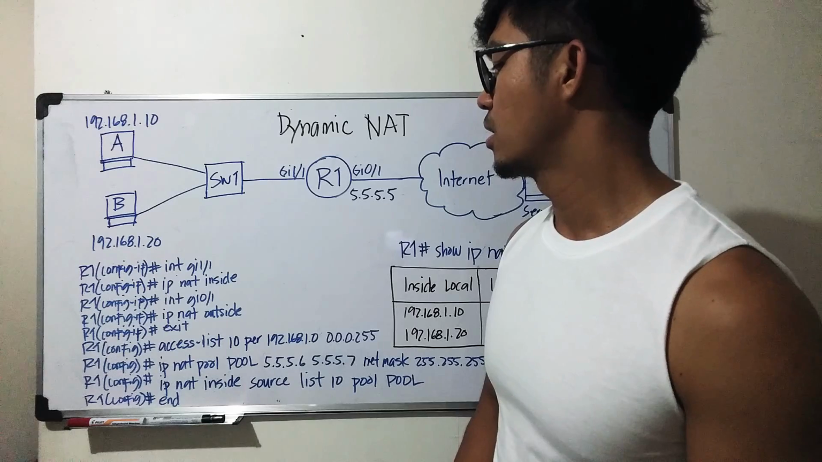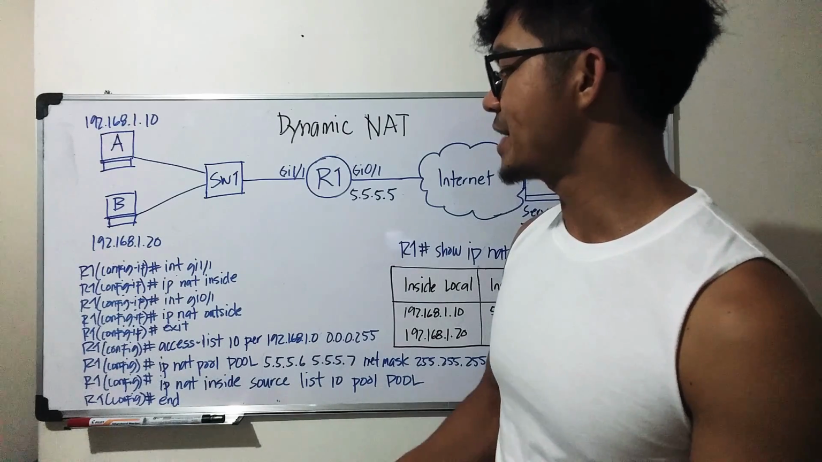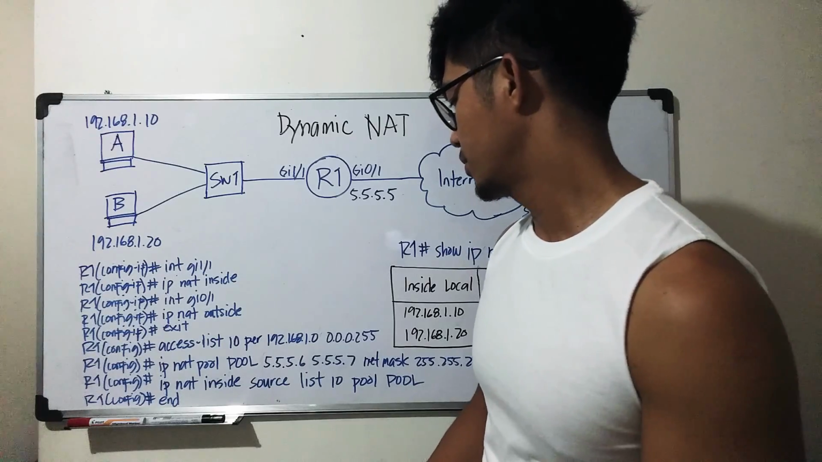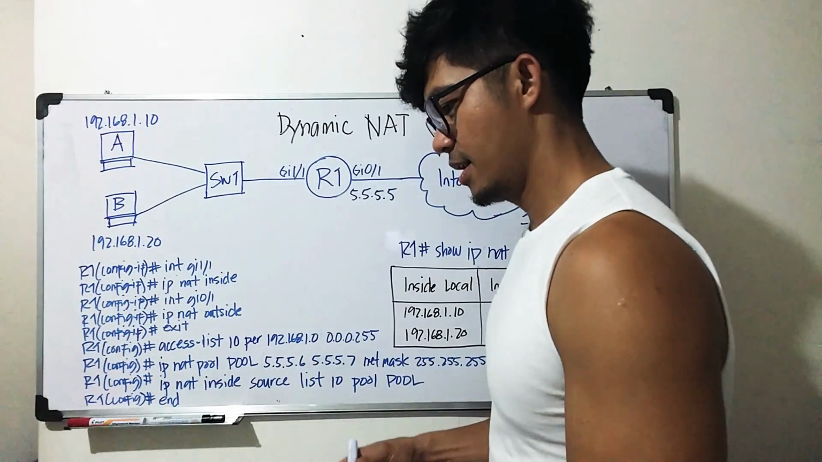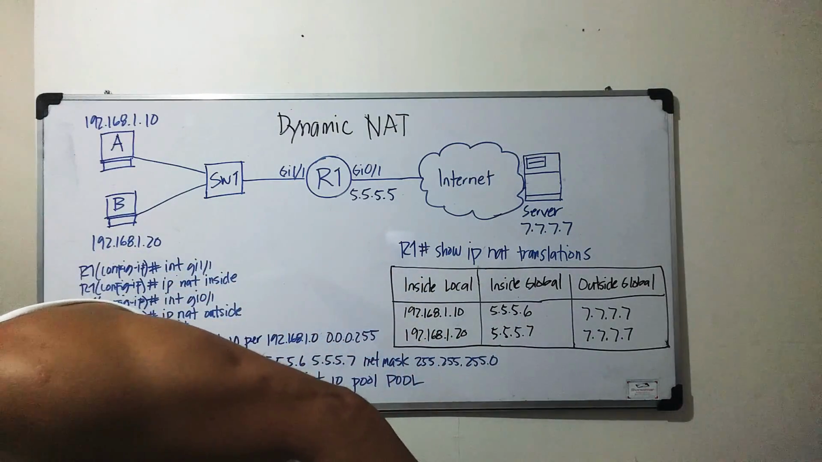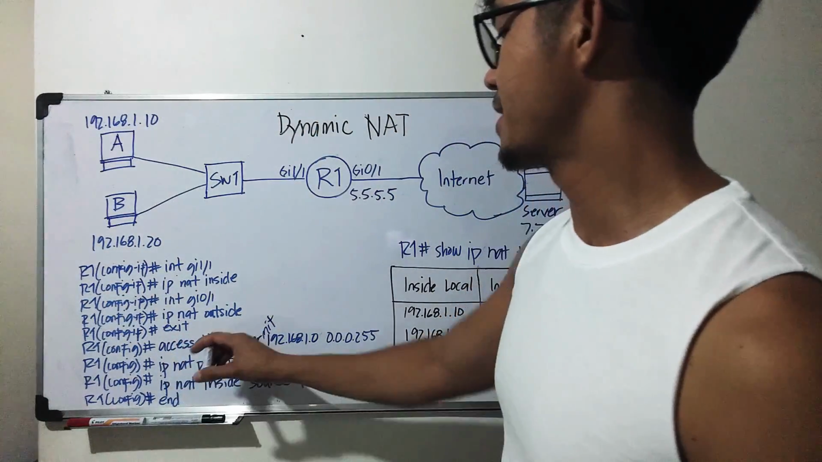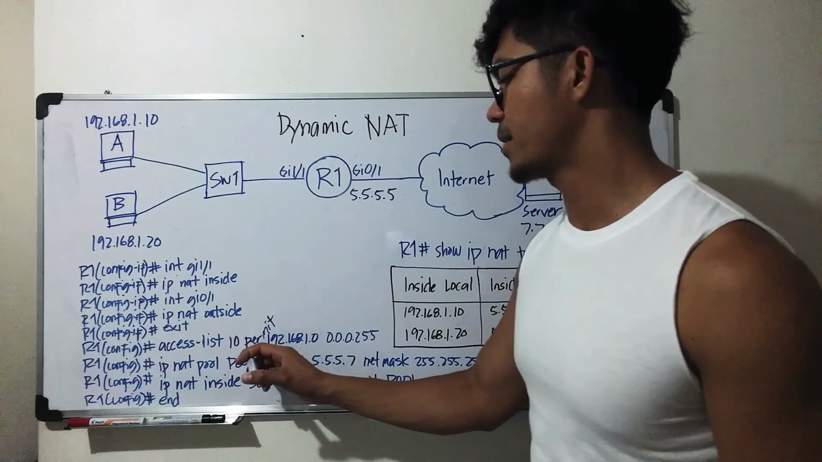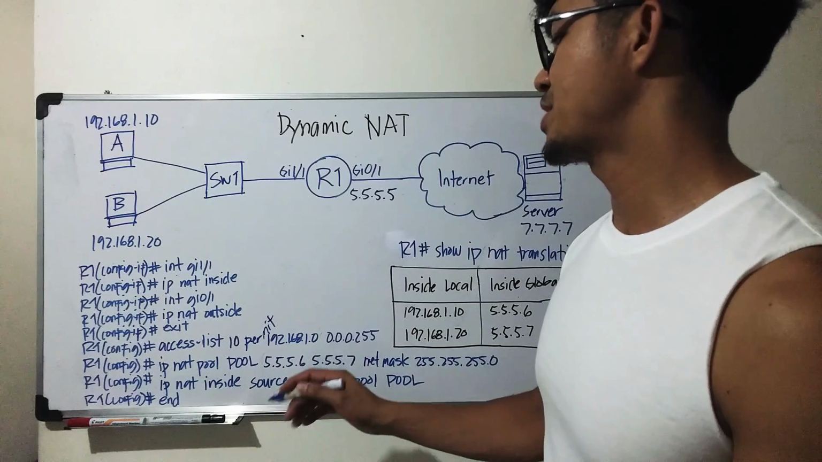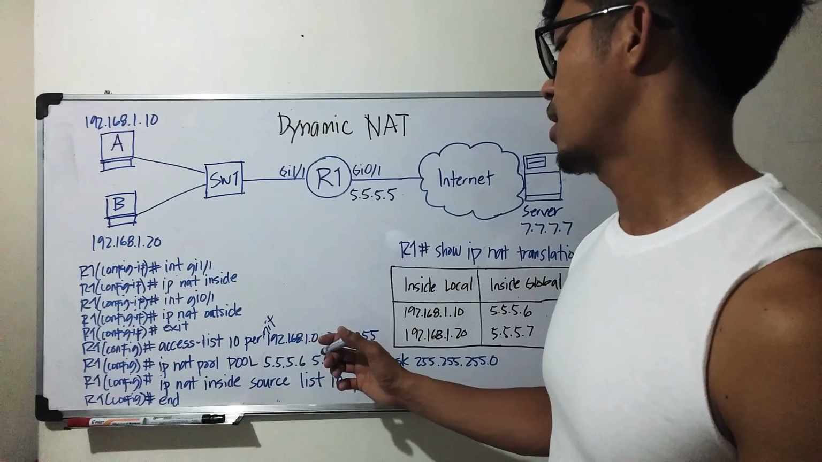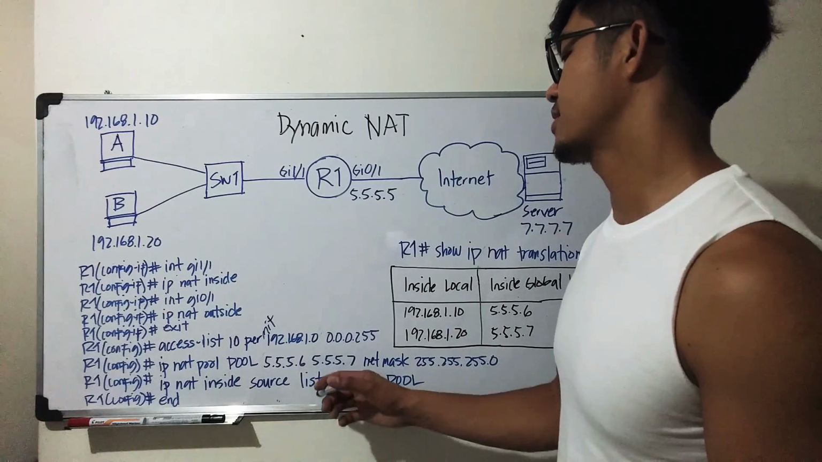And in this example, since we have a subnet of private IP addresses, we can actually create an access list. Let me just verify this. Yeah, this is actually permit. So access list 10, this is a standard access list, permit. This is basically just specifying the subnet that you want to be translated into the public IP addresses.